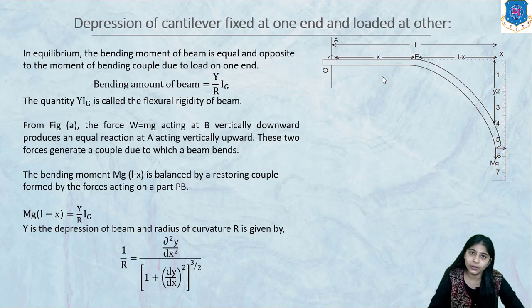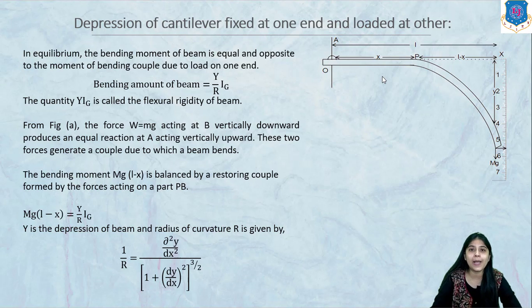Whenever the force is applied on the other end of the cantilever, a similar kind of equal and opposite force is applied on the opposite end of the cantilever at which it is supported. So these two forces produce a couple, or moment. So the bending moment will be mg into L minus x. How? We know that moment is nothing but force into perpendicular distance. So mg is the force and the perpendicular distance will be L minus x due to bending.